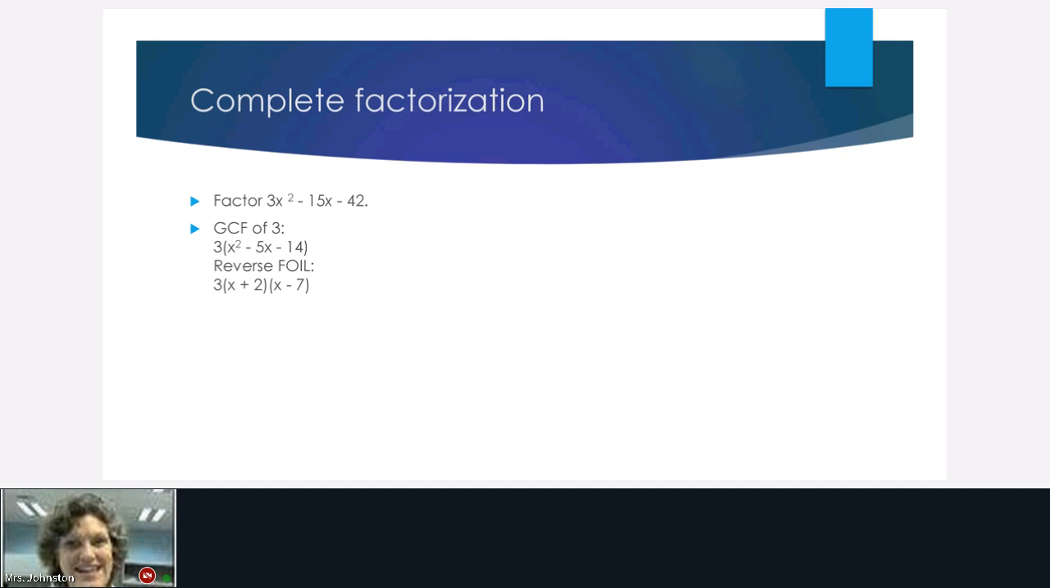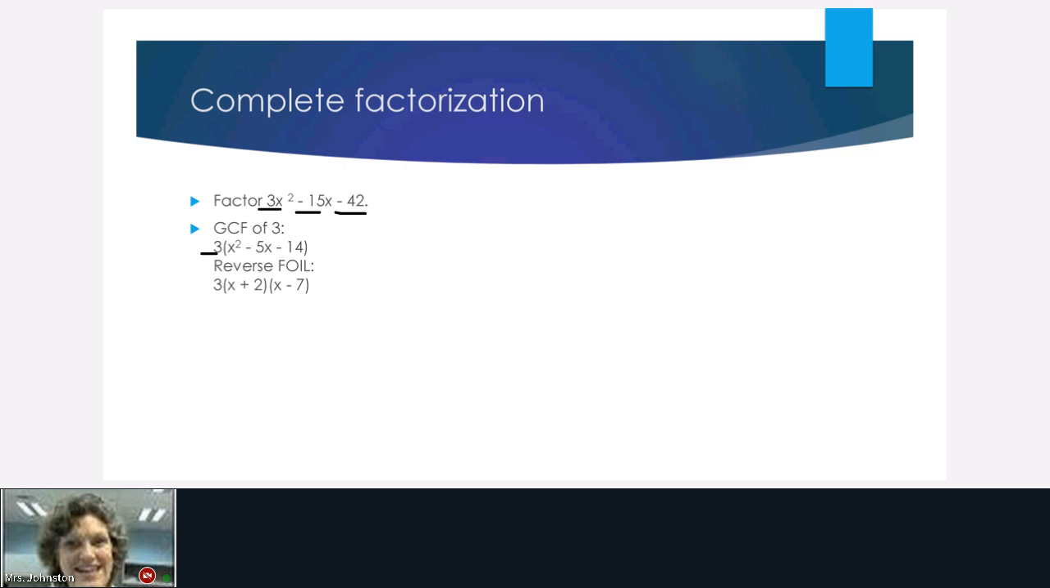Make sure when you factor that you are doing a complete factorization. Sometimes that means that you have to look at the factors first to decide if there's any common factor. It might be a variable or it might be a number. In this one, I've got 3x squared minus 15x minus 42, and you might notice that each one of these number portions, or the coefficients, is divisible by 3. So I can immediately pull 3 out to the outside and leave the remainders inside.